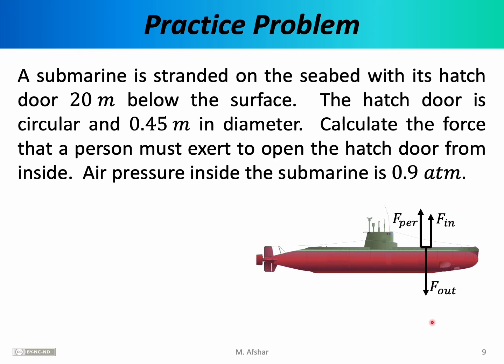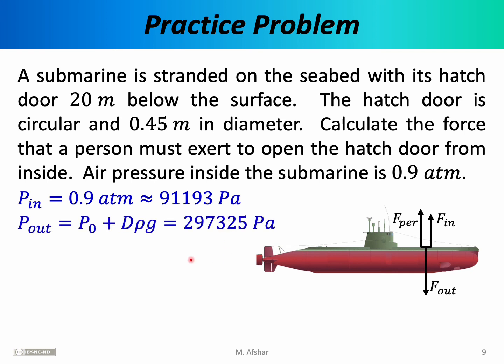Of course, outside there is another fluid, that's water, and that fluid is exerting a force. I'm calling that force F out. F out is essentially the weight of all the water that's outside the submarine, pushing down on the hatch door, preventing the sailors from opening it. To calculate these forces, we need to know what the pressures are. The pressure on the inside is simply 0.9 atm, but of course you should convert that to pascals. That comes out to approximately 91,000 pascals.